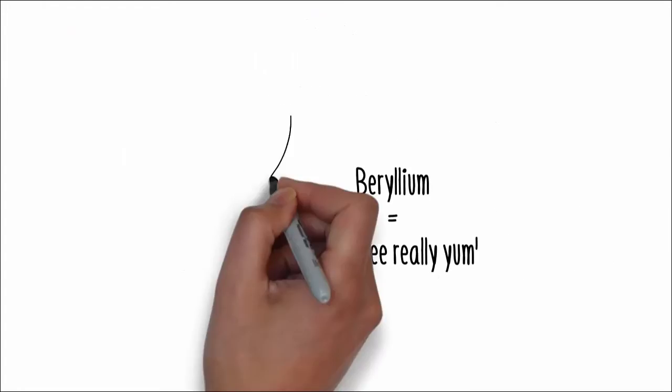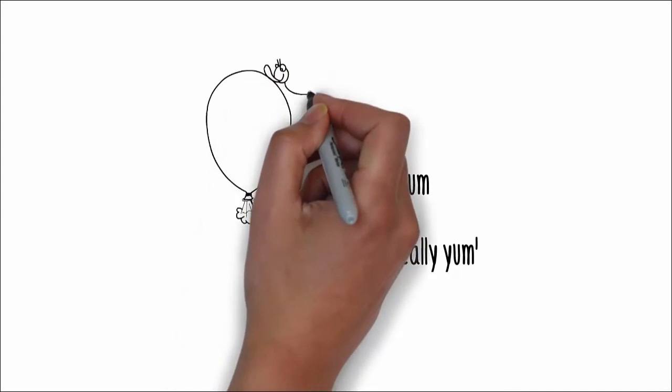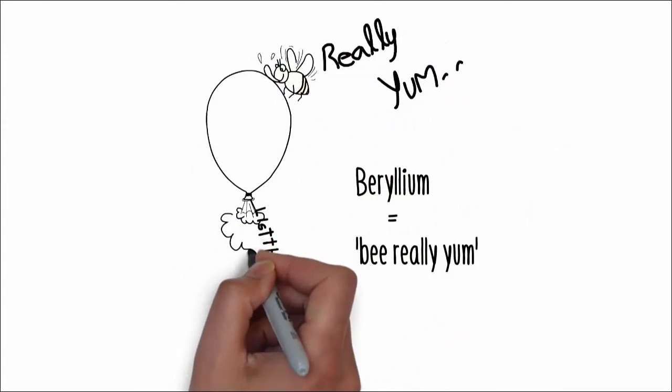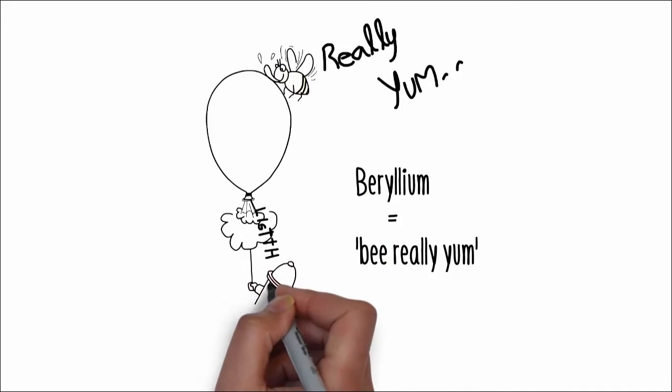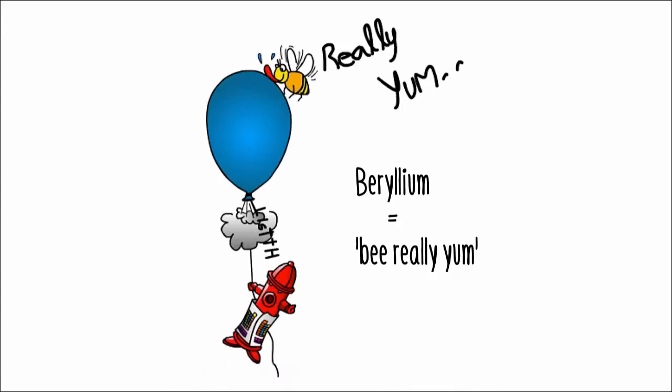The fourth element is beryllium. If you say beryllium slowly, it sounds like be really yum. Picture your slowly deflating balloon. Now imagine an enormous bumblebee lands on the balloon. The bee is the size of a football and has bright yellow and black stripes and buzzes loudly. The bee licks the balloon to have a taste and says, really yum. It really likes the taste of the balloon. When you picture the bee licking the balloon, you'll think bee really yum, and be reminded of the fourth element, beryllium. The fifth element is boron.